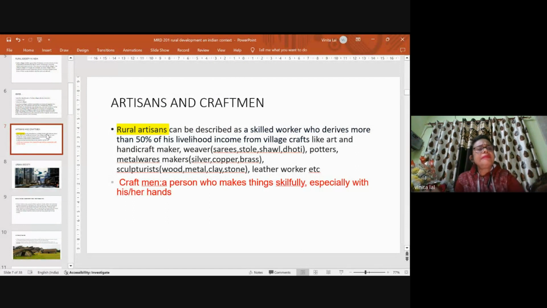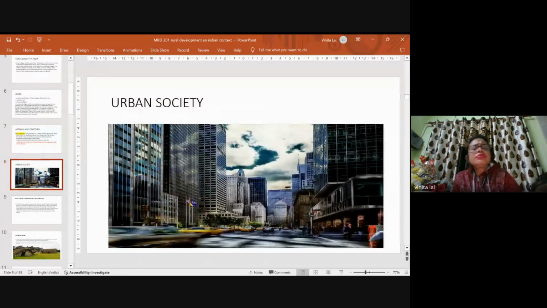So these things are artisan and craftsman. I think the main difference is how people respond to pieces and questions. So artisan and craftsman have a little difference. These are found in rural society. Now come to urban society.